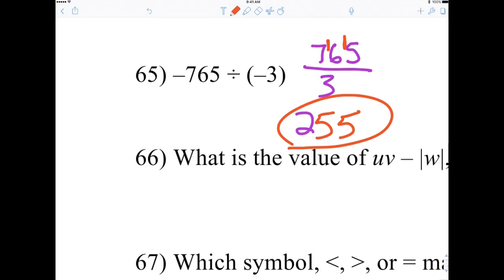I want you to be better at your division also. All right? And you should be good at it. All right. Let's continue on.